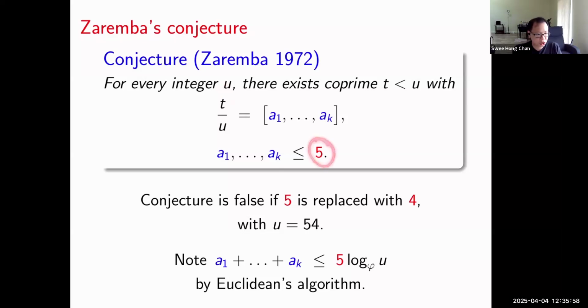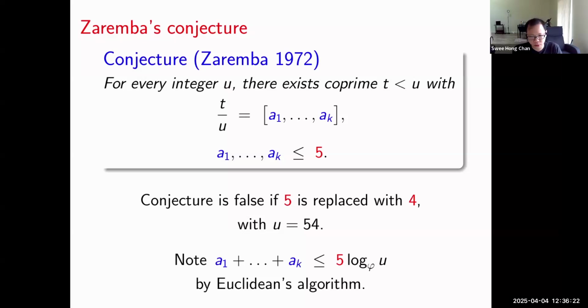And the reason why this is 5 is because they checked it for 4. They found the counterexample if you change it to 4. This is when u is equal to 54. And for the last 50 years, nobody has found a counterexample for 5. And I'm sure that if somebody finds a counterexample for 5, what they will do next is conjecture it for 6. Okay.